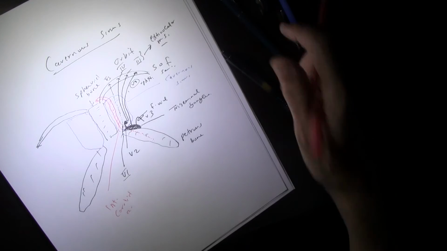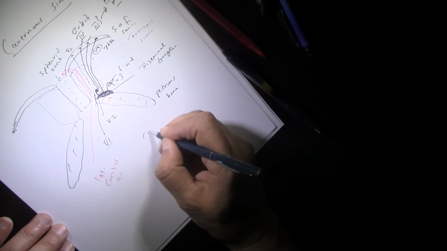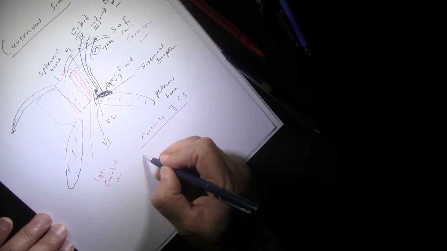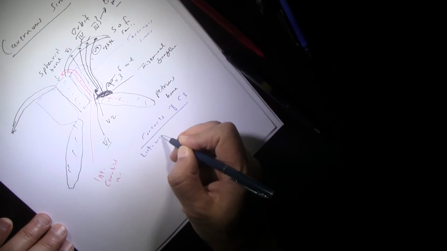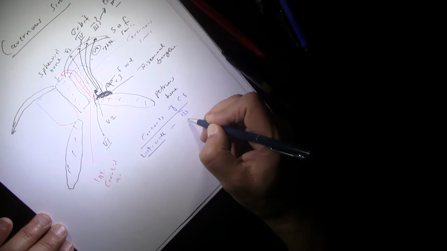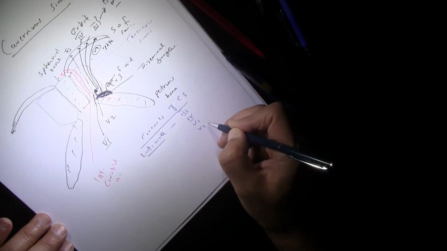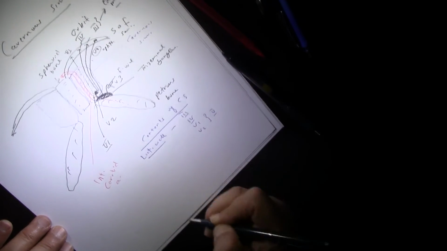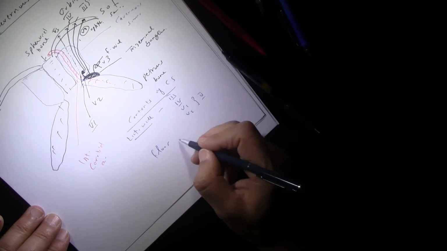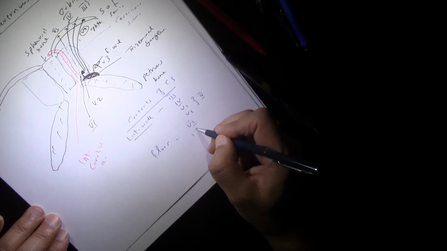Okay. So to summarize the contents of the cavernous sinus: in the lateral wall, you have cranial nerve number 3, cranial nerve number 4, and V1 and V2 of 5. Okay? Then in the floor, you have cranial nerve number 6 and the internal carotid artery.